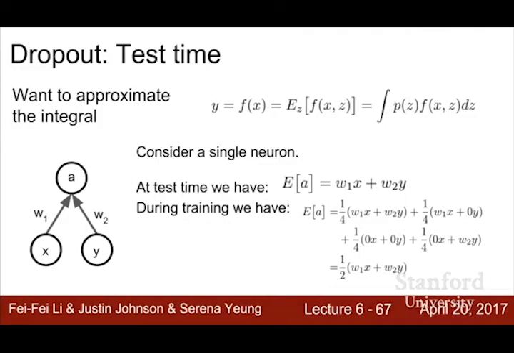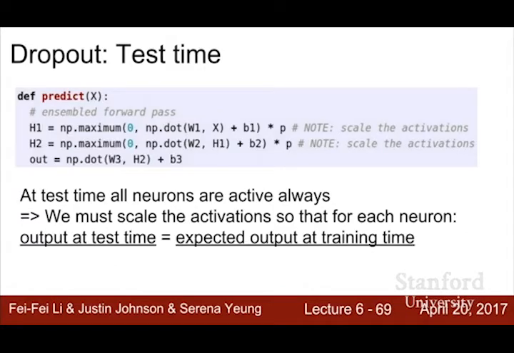So there's this disconnect between the average value of w1x plus w2y at test time, and at training time, the average value is only half as much. So one cheap thing we can do is that at test time, we don't have any stochasticity. Instead, we just multiply this output by the dropout probability. And now these expected values are the same. So this is a local, cheap approximation to this complex integral. And this is what people commonly do in practice with dropout.